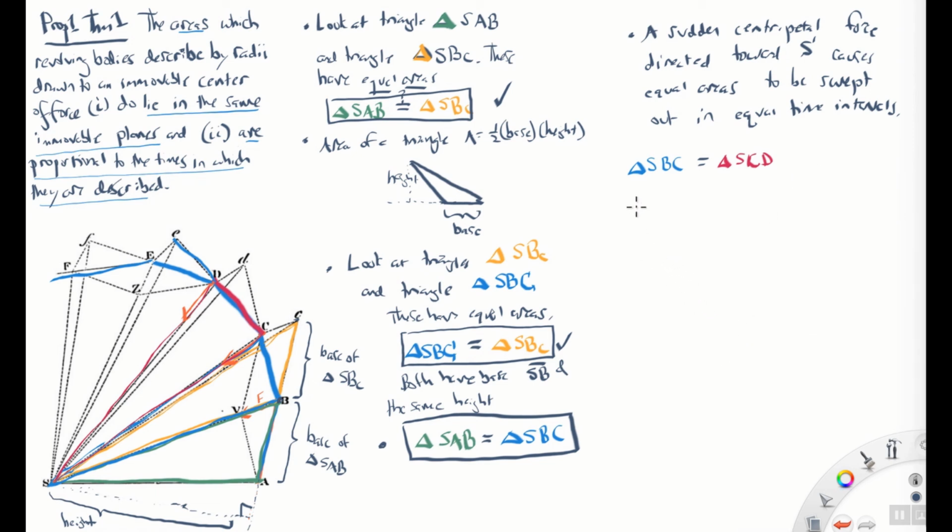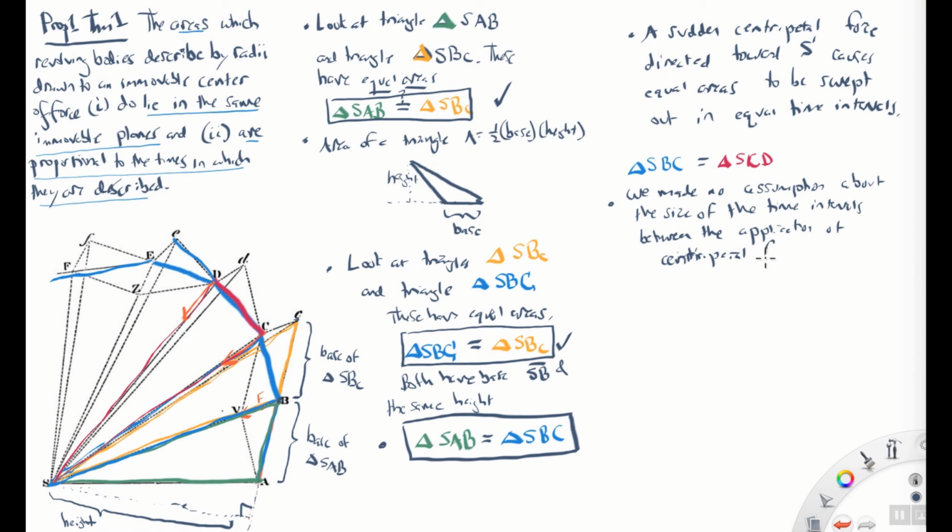Okay. Notice that we made no assumption about the size of the time intervals between the application of centripetal forces, delta t. So we said we're going to wait a time delta t, apply a force, wait another time delta t, apply a force, wait another time delta t, apply a force. But we could take these delta t's to be smaller and smaller and smaller, right?